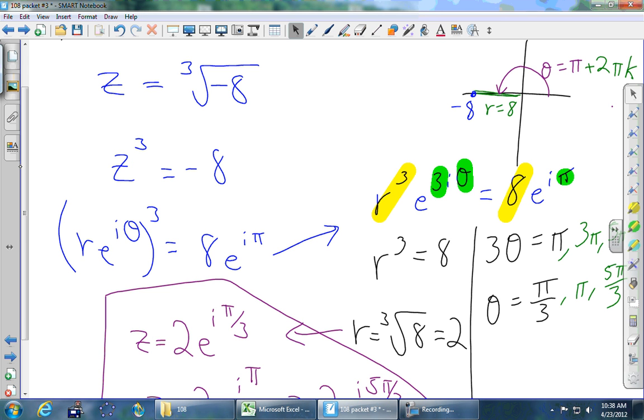That's a special case. Euler's formula is e to the i theta equals cis theta, the cosine theta plus i sine of theta.